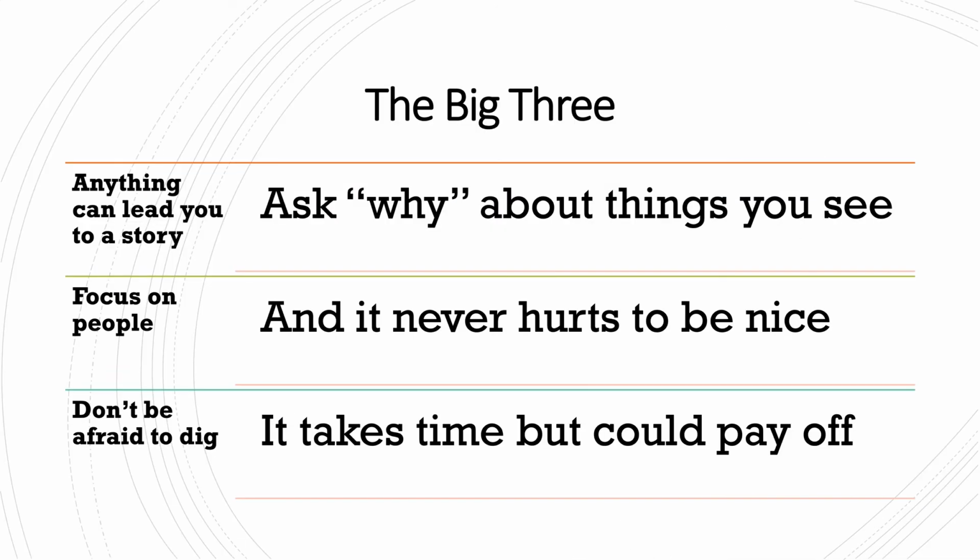Big three. Things you should think about. All right. Anything can lead you to a story. Ask why about things you see. Focus on the people. Always be nice. Don't be a jerk. Don't be an egomaniac. Because you have to make connections. You have to make sources. Sources are your lifeblood, or you're not going to be a journalist. You're not going to get any stories.